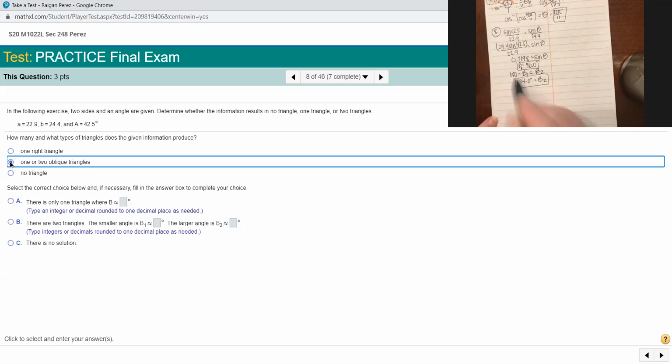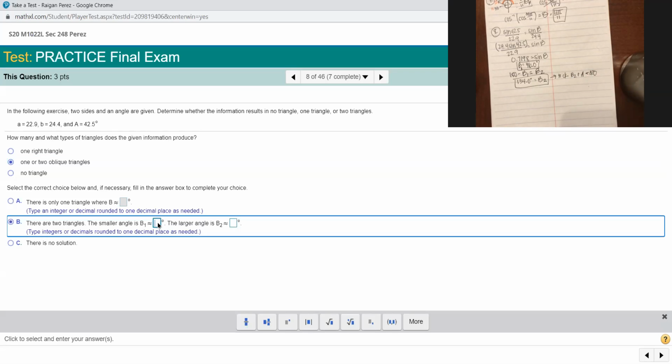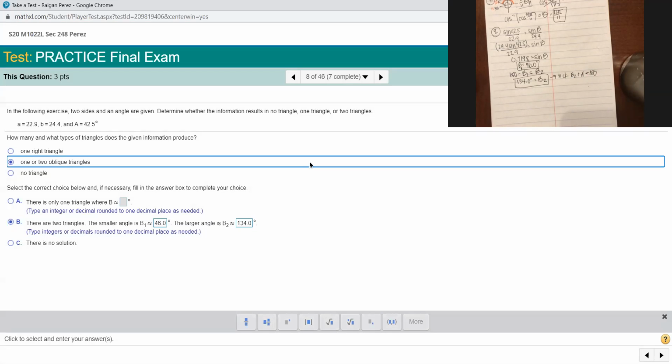Okay, so let me say to check, do B2 plus A, and it has to be less than 180. Okay, so I have two triangles. So I'm going to click B right here, and it asks me for B1, 46.0, and B2 will be 134.0. Okay, sometimes it asks you to do C as well, but this one doesn't, so we're good to go.